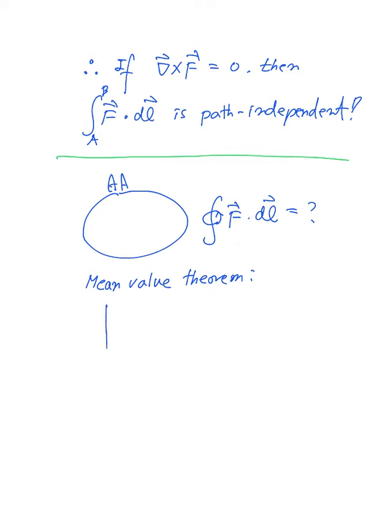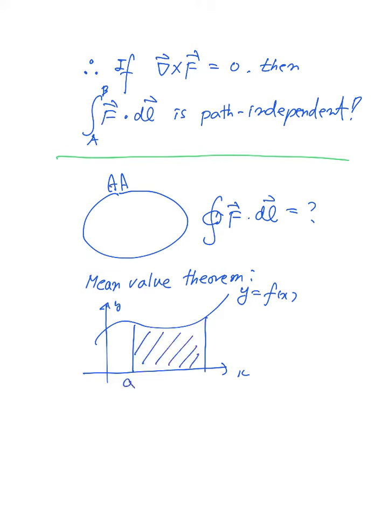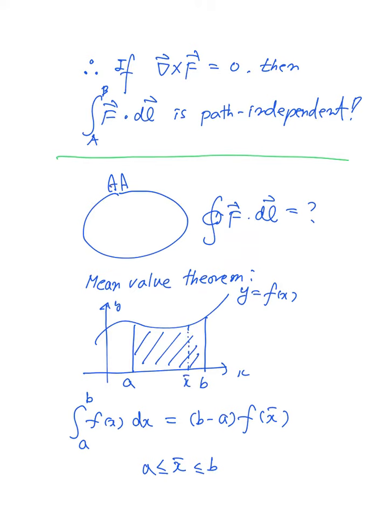Okay, so if we have x and y and some function y equal to f(x), assuming that you are integrating from a to b, then the mean value theorem says the integral of f(x) from a to b is the same as (b minus a) times f(x bar). X bar is somewhere between the 2 points. For example, this can be x bar. So this mean value theorem is replacing the integral by a rectangle with the height.